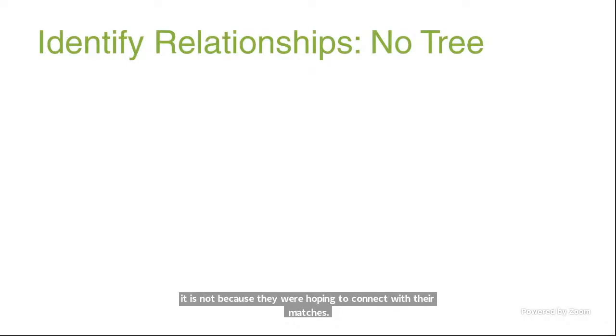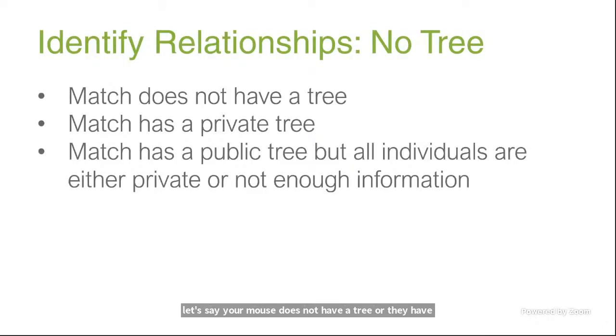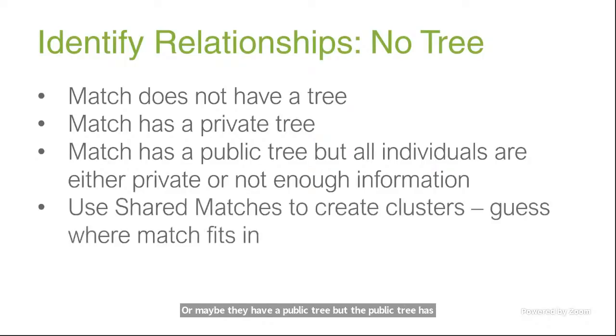So let's say your match does not have a tree, or they have a private tree, meaning they've not set it up as public, so you can't see it. Or maybe they have a public tree, but the public tree has 3 people in it and all of their names are private. Or they give you the name of John Smith as the father, but nothing else. And so you can't really do much about exploring it. So in this case, you have some options.